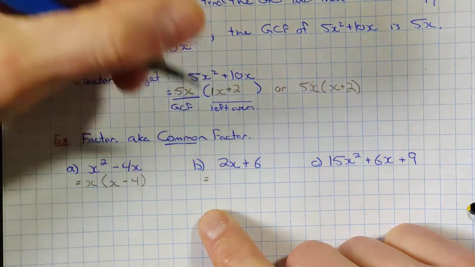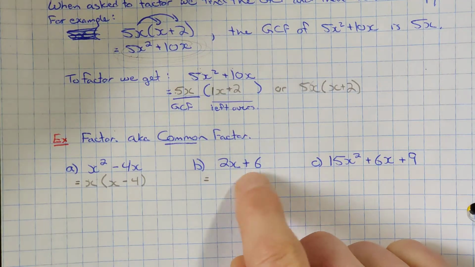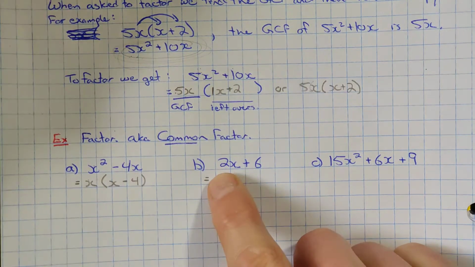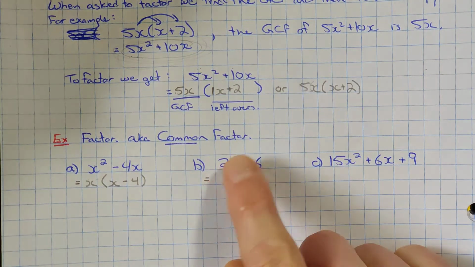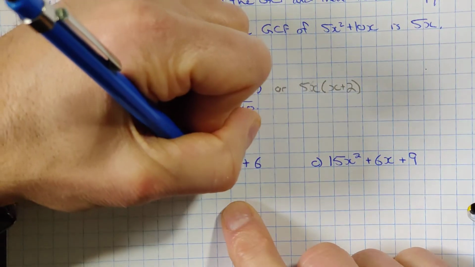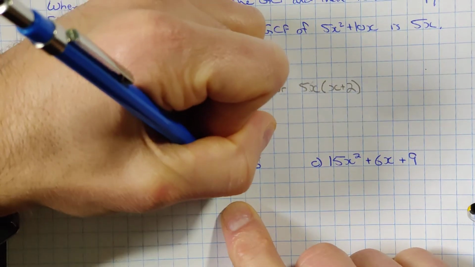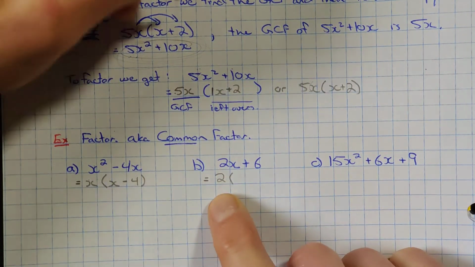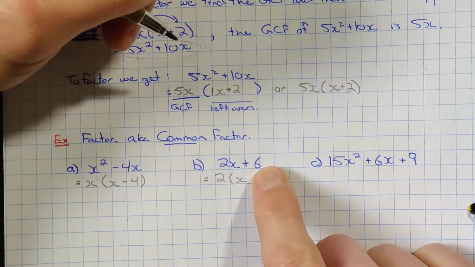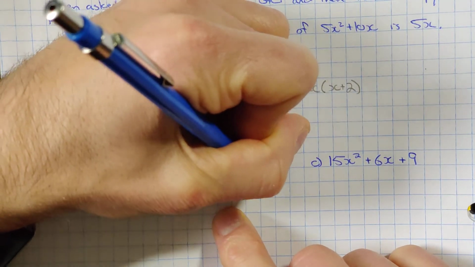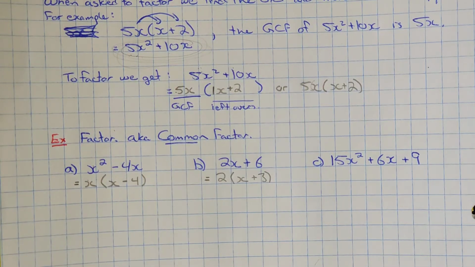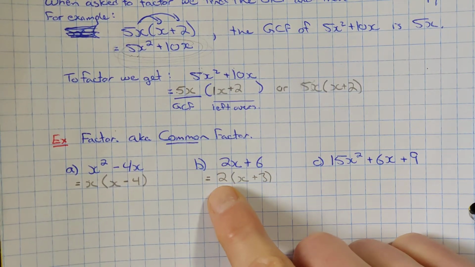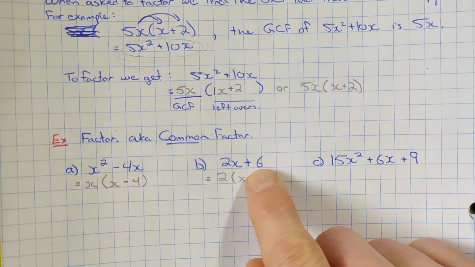Moving on, in this one, we have some numbers, no common letters. So 2 and 6. What's common? What's the greatest common factor between 2 and 6? Both of these can be divided by 2. So we'll divide by 2 as our greatest common factor. 2 divided by 2 is 1x, or just x. And 6 divided by 2 is positive 3. And again, we can check this is right. 2 times x is 2x. 2 times 3 is positive 6.